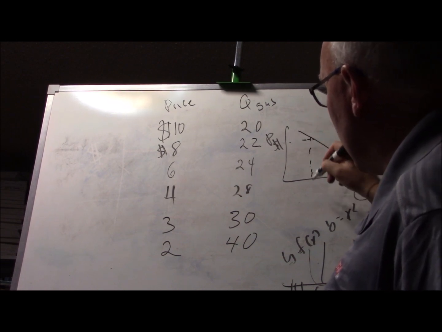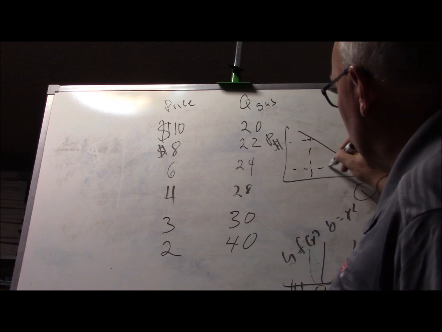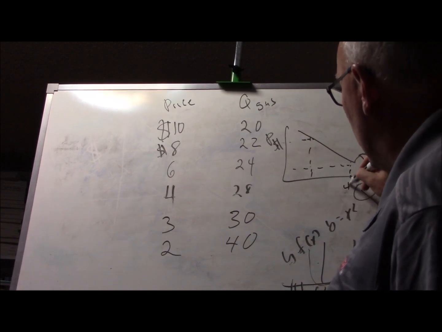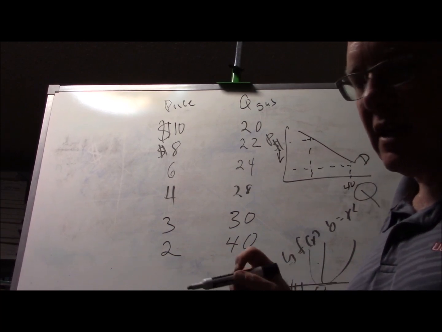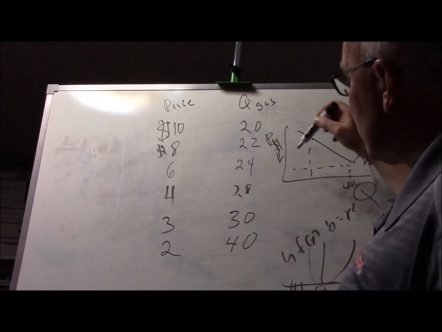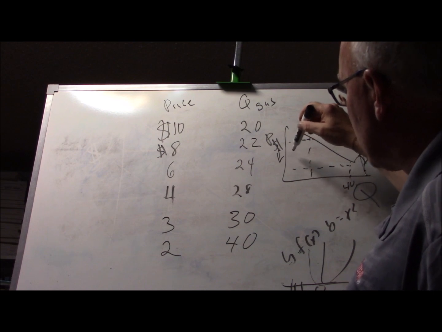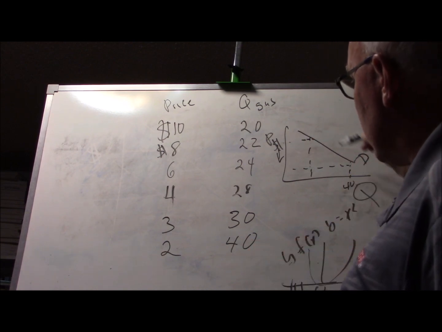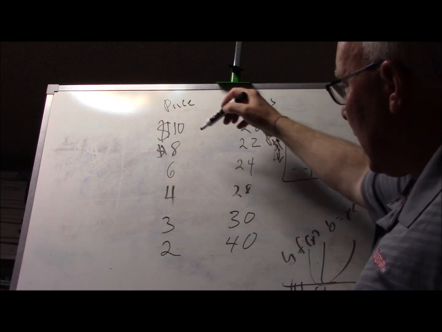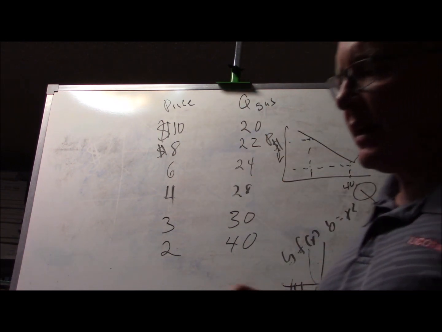This would be the $10 and the 20 gallons, and down here would be the $2 and the 40 gallons. So as the price falls, the quantity increases. So you sort of got to think of it as on its side. For every price, we know a particular quantity. So the demand curve slopes down. It is based on a demand schedule.